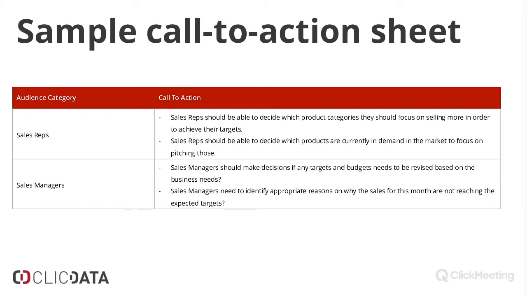Talking about the sales manager, they're concerned about their targets and the budgets for that department. So they should be able to see if the targets can be met, and if not, what things could be revised. Or they should be able to identify proper reasons why the sales target has not been met for the particular month.